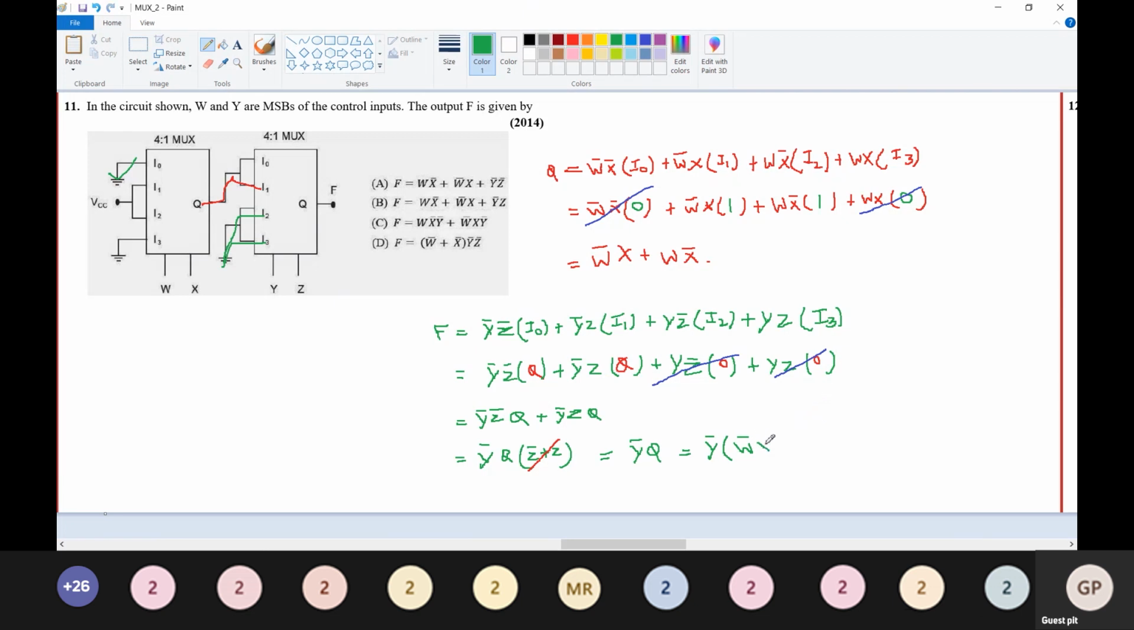So F is equal to W dash X Y dash plus W X dash Y dash. This should be the final answer, which matches with option C: W dash X Y dash, and W X dash Y dash. C is your right option.